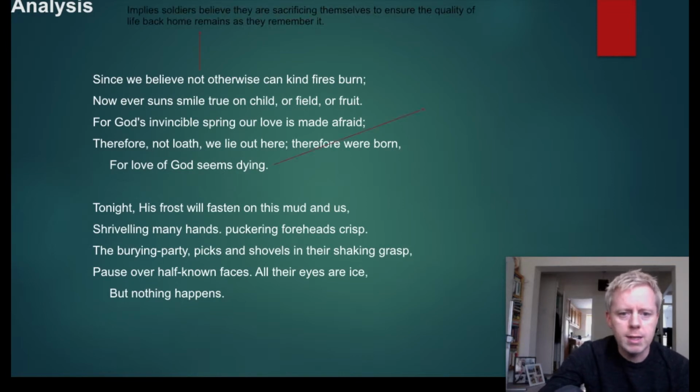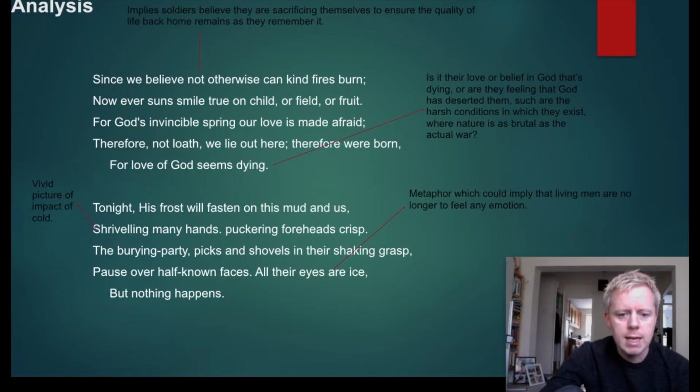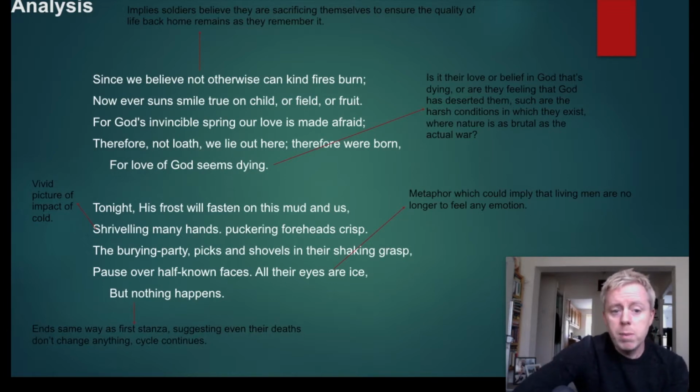And the final two stanzas, and I can't remember, let's see, I think one more. There we go. Right. "Since we believe not otherwise can kind fires burn," so implies soldiers believe they are sacrificing themselves to ensure the quality of life back home remains as they remember it. "Now ever suns smile true on child or field or fruit, for God's invincible spring our love is made afraid. Therefore, not loath, we lie out here, therefore we're born, for love of God seems dying." Is it their love or belief in God that's dying, or are they feeling that God has deserted them? Such are the harsh conditions in which they exist, where nature is as brutal as the actual war itself.